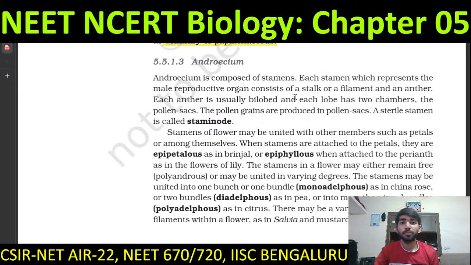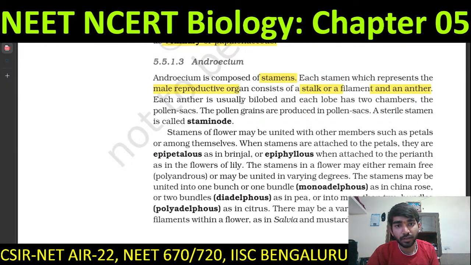Okay, so let's talk about androecium. Now that I've explained things quite well, this should be very easy to understand. Wherever I feel that a section is more important, I will highlight it so that you can revise it more thoroughly. Androecium is composed of stamens. Each stamen, which represents the male reproductive organ, consists of a stalk and an anther. The stalk is called the filament. These are the two components of each stamen.